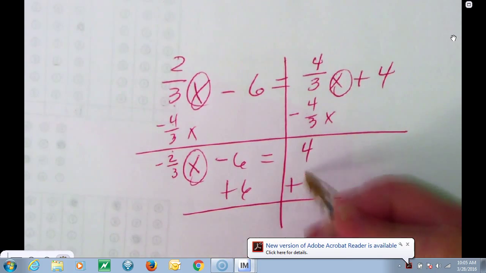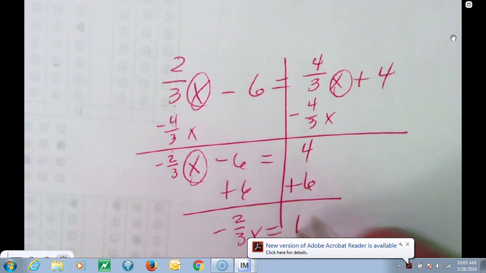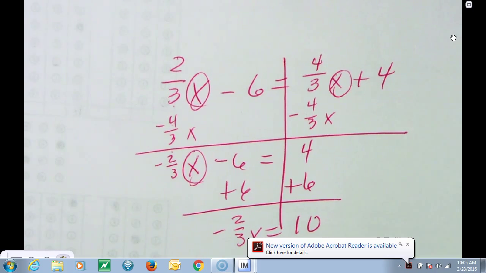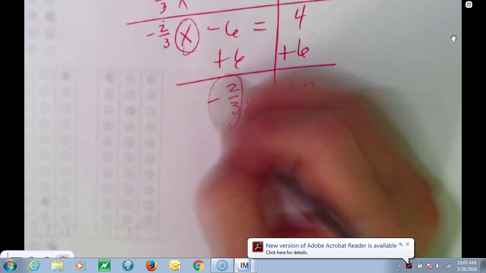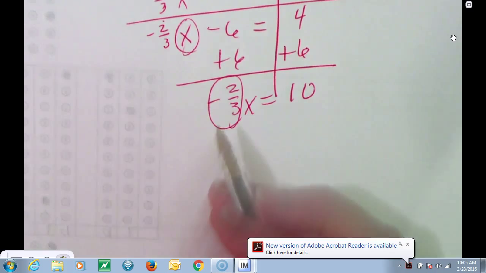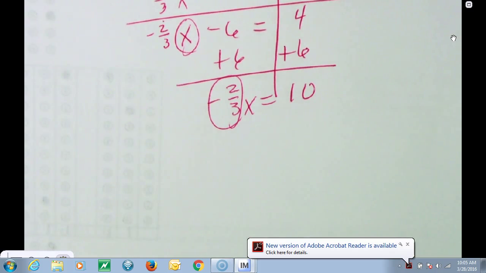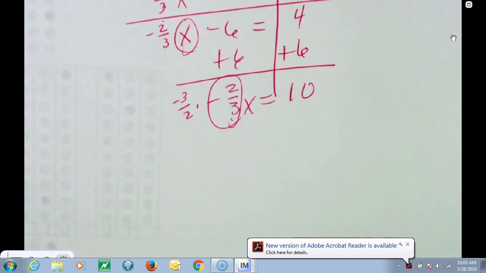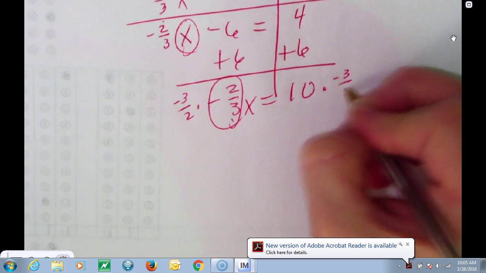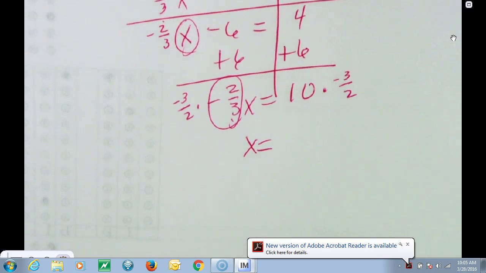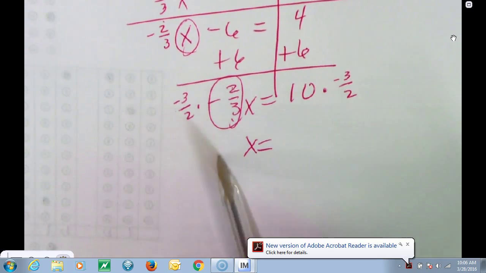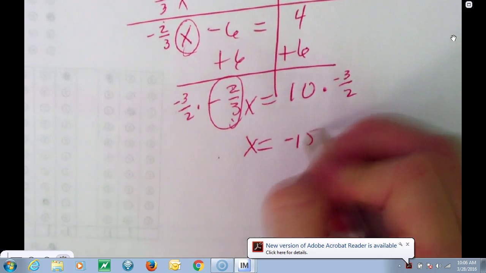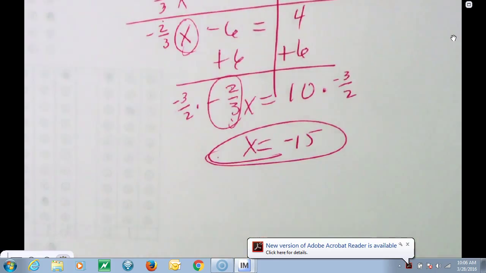Plus 6. Did y'all see where we got plus 6? What are you going to do when the coefficient looks like that? Not divide. Well, I guess you could divide if you didn't understand. Or remember you flip it and multiply the coefficient, the reciprocal. Now, what's 10 times negative 3/2? See, because when you multiply a number by its reciprocal, you get 1. Negative 15. Awesome. And you know how to check it. Y'all can check it. So, I mean, that's an option too.